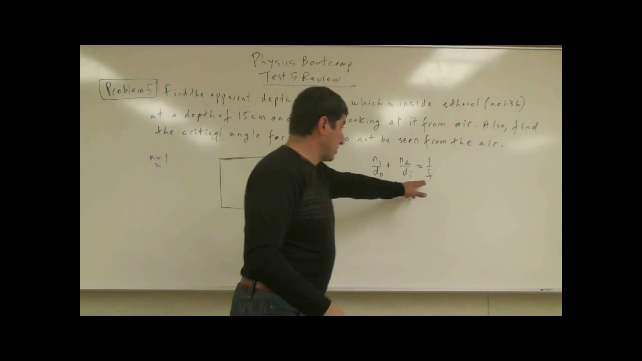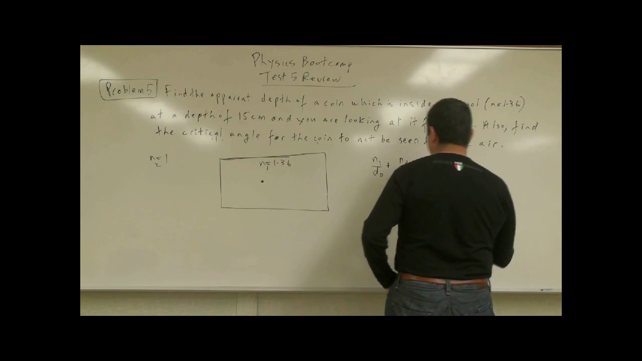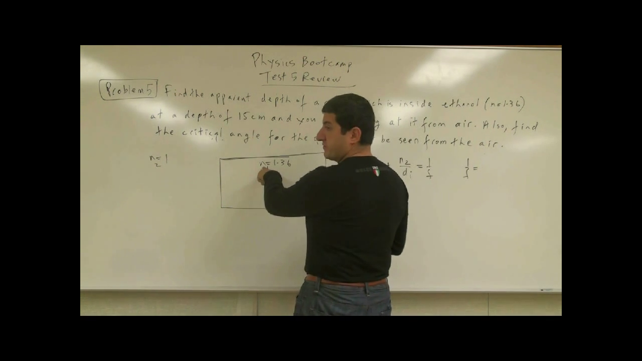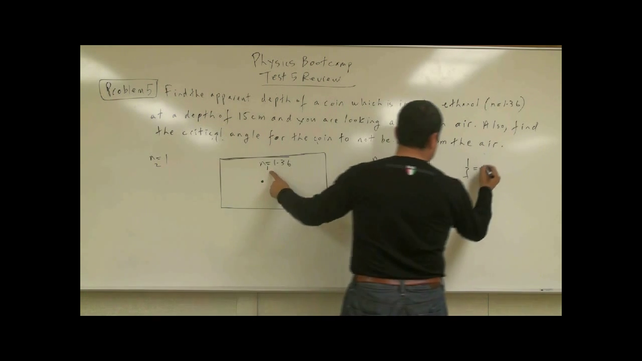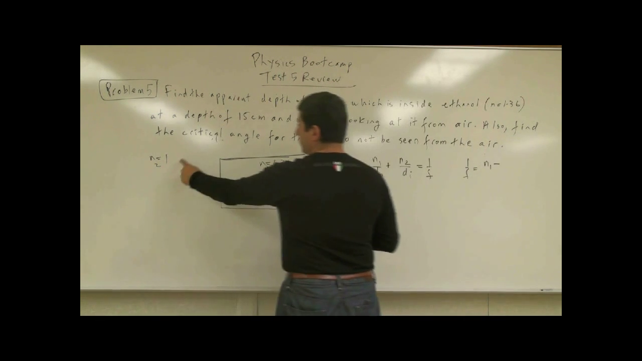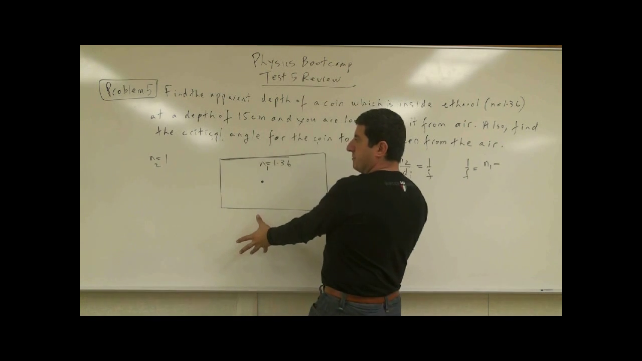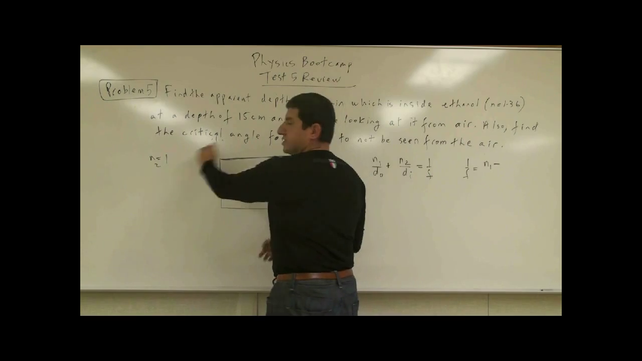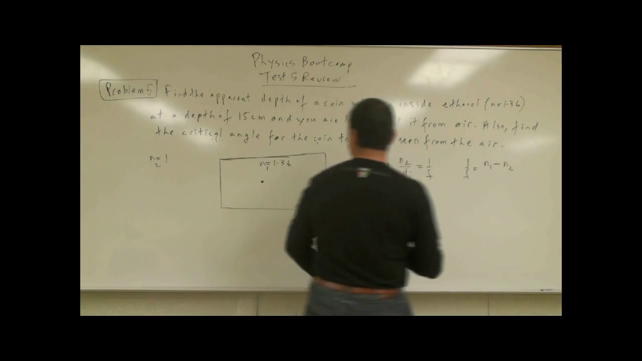Now, to find the focal length, this is the equation I use. I say 1 over f is equal to the index of refraction of the medium in which the lens is, N1, minus the index of refraction of the surrounding. So if the surrounding was some other medium other than air, we would use its index of refraction. I'll just put here N2, okay?